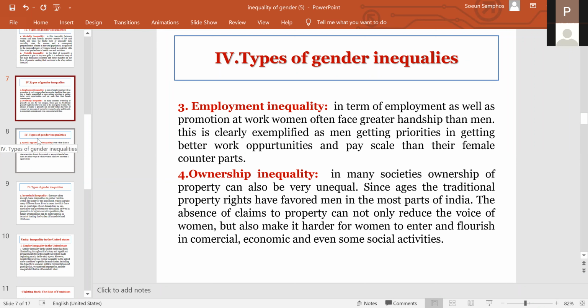And the last point, ownership inequality. In many societies, ownership of property can also be very unequal, next to the traditional property rights, within the most part of India. The absence of claims to property can not only reduce the voice of women, but also make it harder for women to enter and progress in community, economic, and even some social activity.